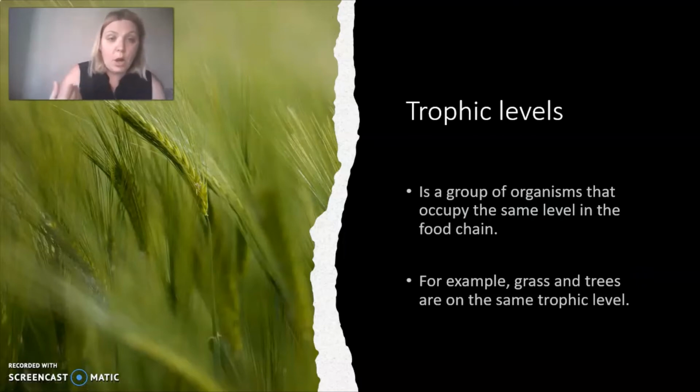Before we talk about the pyramid, we need to talk about something called a trophic level. Now, a trophic level is a group of organisms that occupy the same level on the food chain. So, for example, you have herbivores, and they eat plants. So the things that they eat are on the same trophic level. For example, if you have a deer that eats grass and it also eats leaves from the tree, the leaves and the grass are on the same trophic level.